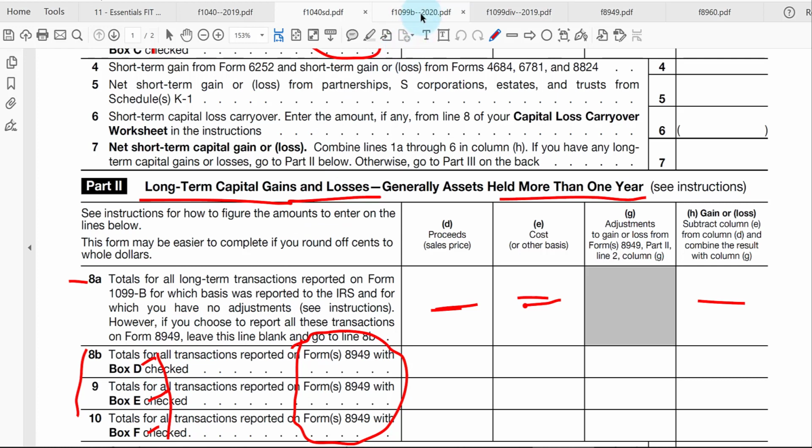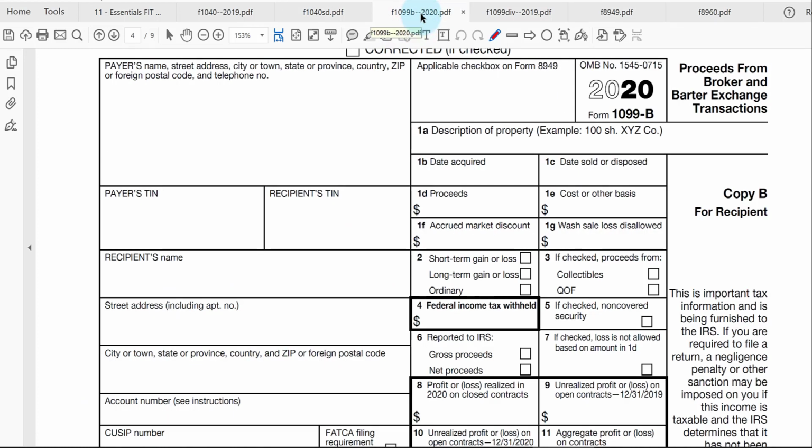Here's an example of a 1099B. I believe we had seen this in a previous video. Here's the description of what was sold, the date the taxpayer purchased the property, the date that was sold. That will determine whether the gain or loss is going to be long or short term. Here's the sales price, again, probably already subtracting out the selling expenses. And here's the cost basis that may or may not be reported to the IRS.